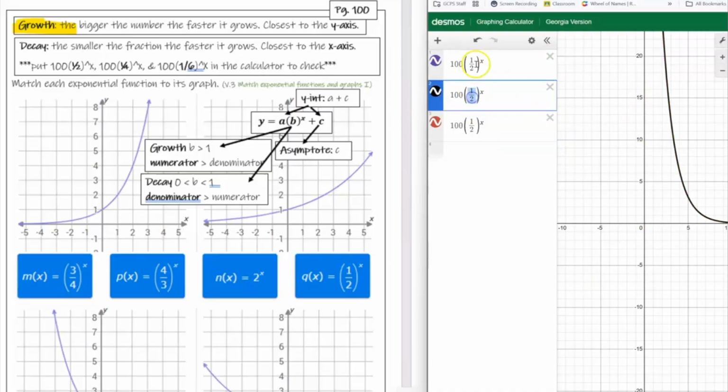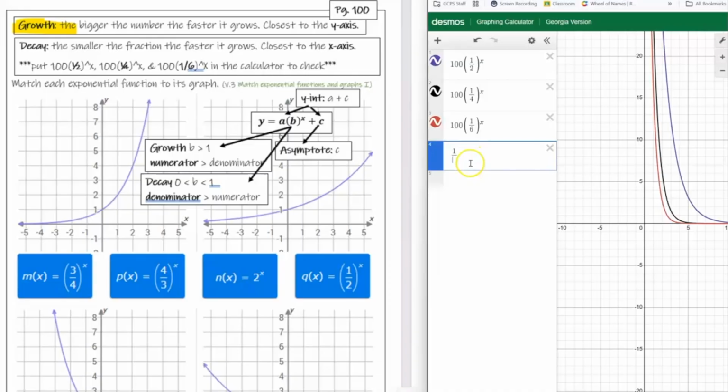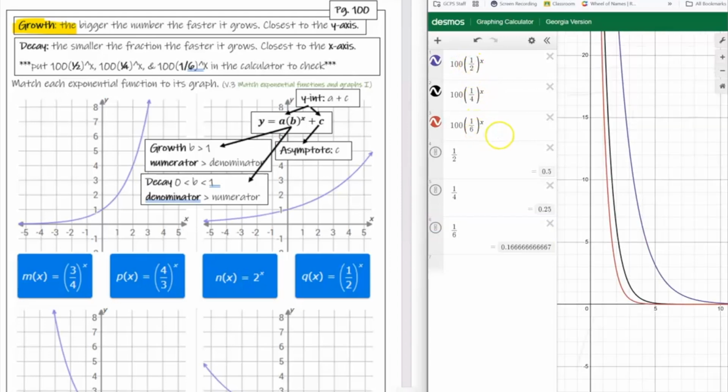So 0.5 is a decay problem because it's between 0 and 1. If I make it a quarter, right, it's an even smaller number. If I make it a sixth, it's an even smaller number. And again, if you don't know your fractions, you can go ahead and put them in decimals and compare the decimal formats of it. So you see that that's 0.5. You see that this is 0.25. And you see that this one is 0.166. So these fractions are getting smaller. So what happens as I get smaller to my graph?